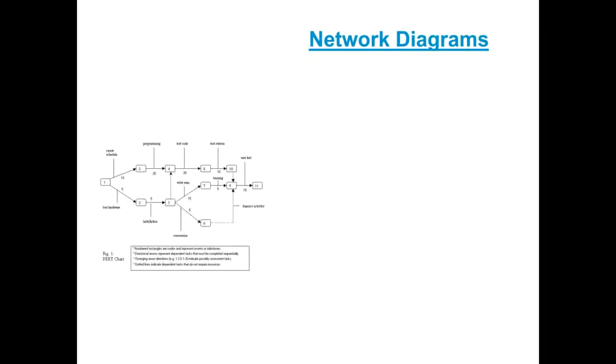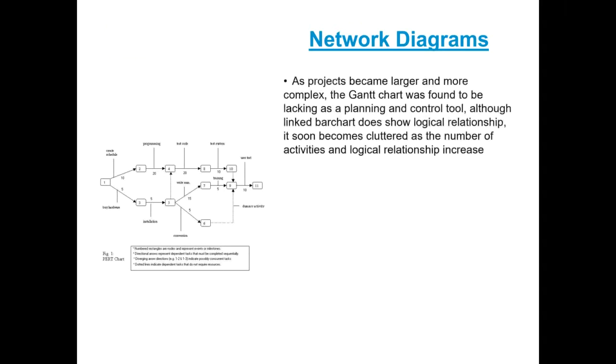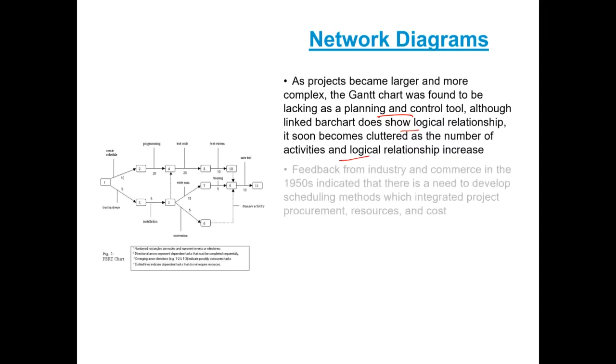So a bit of a theory of a network diagram. As the project becomes larger and more complex, the Gantt charts were found to be lacking as a planning and control tool. Although bar charts do show logical relationships, they became cluttered as the number of activities and logical relationships increase.